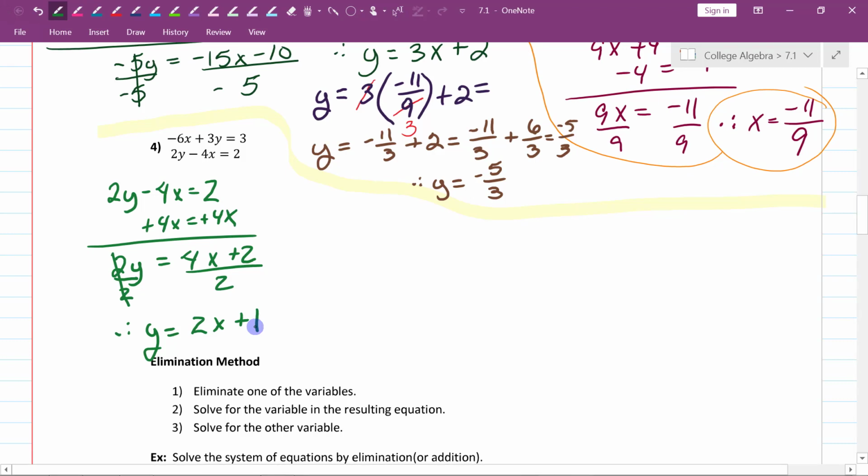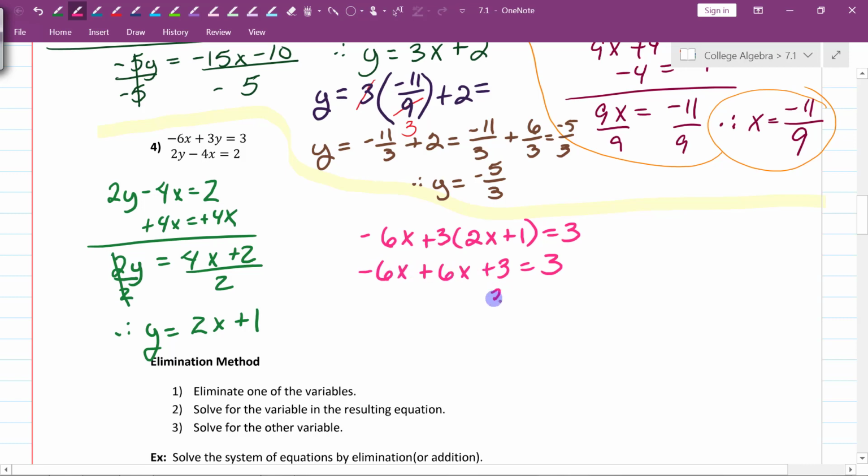Now we're going to take this information and plug it back in up here. So I have negative 6x plus 3 times y. Y is 2x plus 1. That must equal 3. I'm going to solve for x. So I have negative 6x, 3 times 2 is 6, so plus 6x. 3 times 1 is 3, so plus 3 is equal to 3. Negative 6x plus 6x goes to 0, and I end up with 3 is equal to 3.